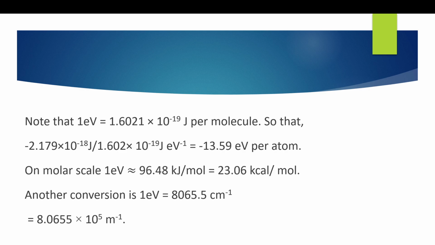Various other units can be used. 1 electron volt means 1.6021 into 10 to the power minus 19 joule per molecule. So on molar scale, 1 electron volt equal to 96.48 kilojoule per mole, or 23.06 kilocalorie per mole. Another conversion is 1 electron volt is 8065.5 reciprocal centimeter.